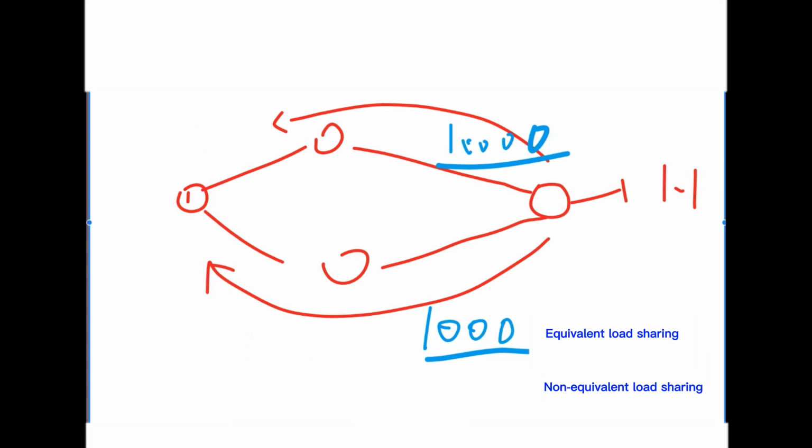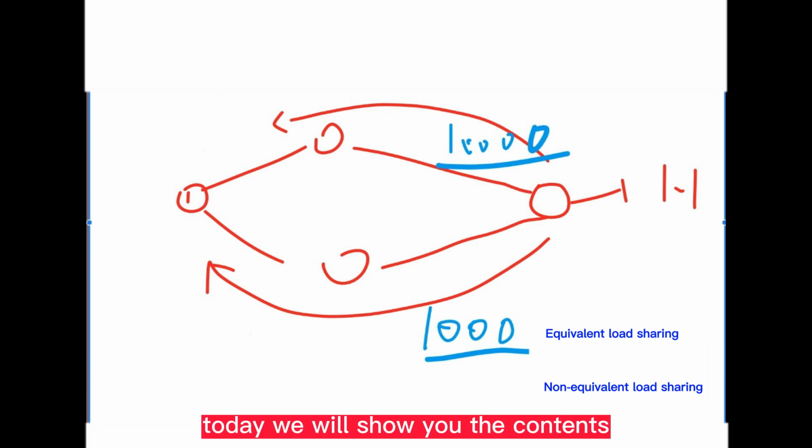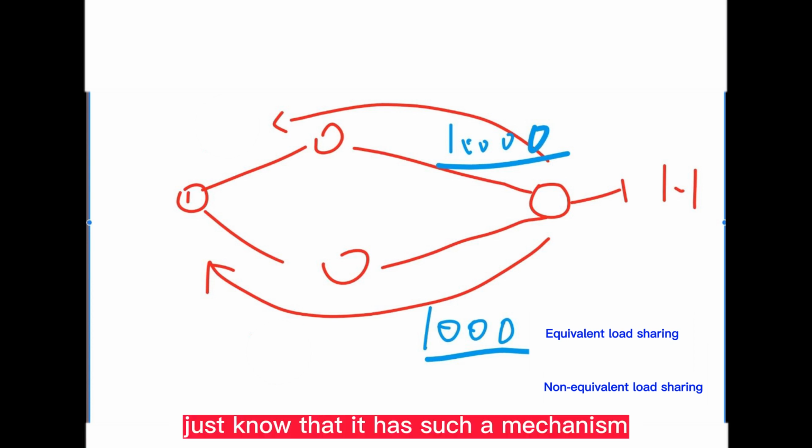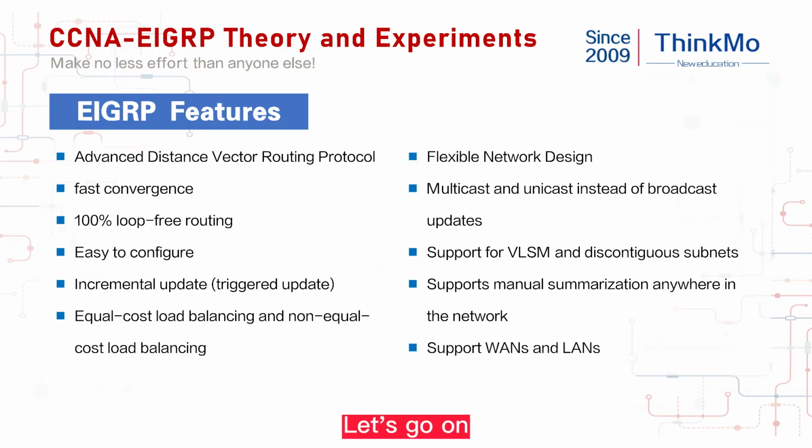Of course, today we will show you the contents of the topology table. Let's talk about this when the time comes. Just know that it has such a mechanism. Actually it is not very common. Let's go on. Flexible networking design, and triggered update later. It is for network equipment, with no restrictions, not like RIP.